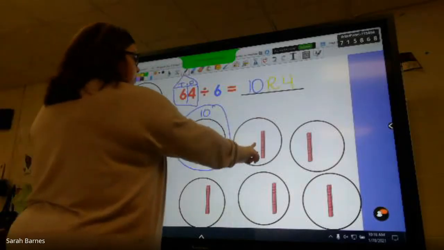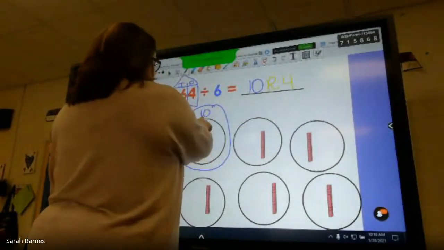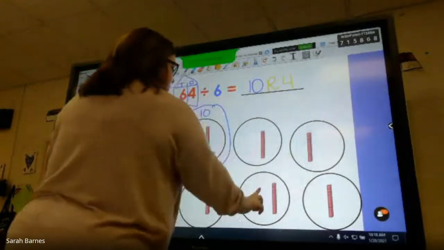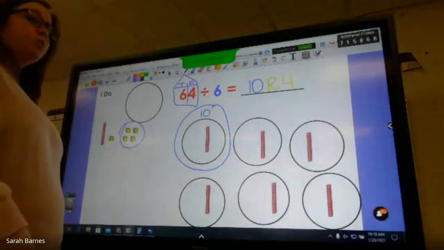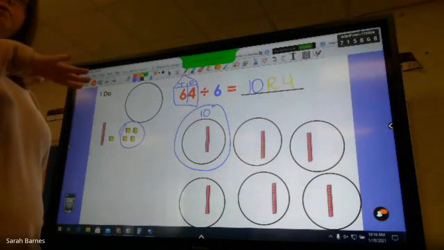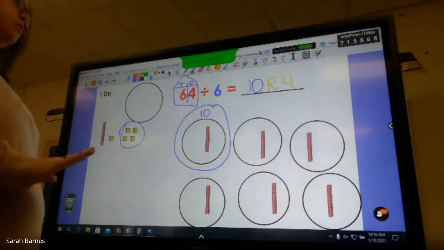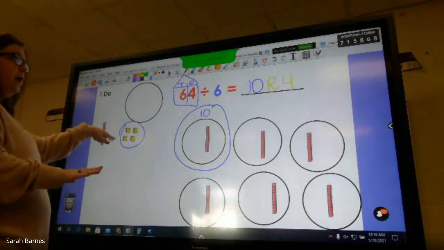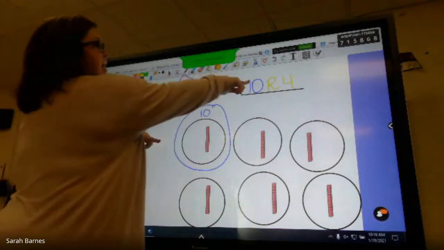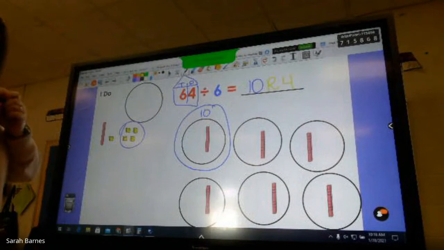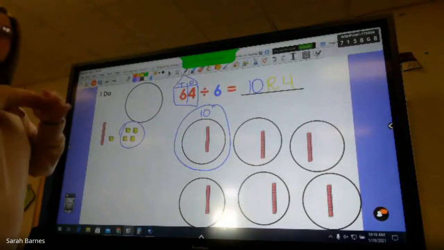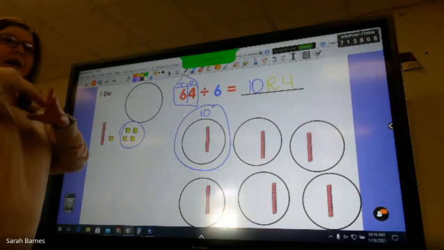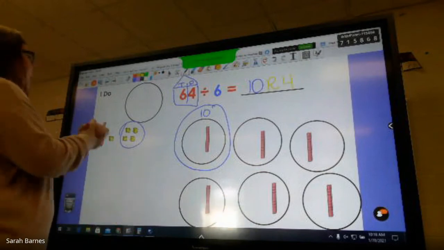When I went through and I counted and I looked, I saw 10 and 10 and 10 and 10 and 10 and 10. So it didn't matter which one I chose. I just picked one. And I couldn't forget about these little lovely pieces over here because they're part of the answer, even though they didn't get shared. That's called the remainder. How many you have left over.